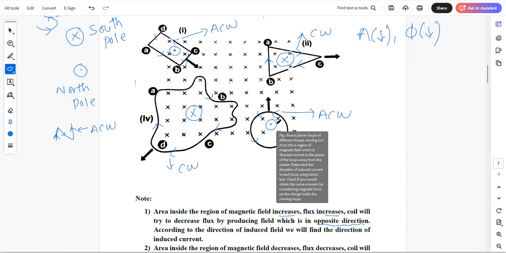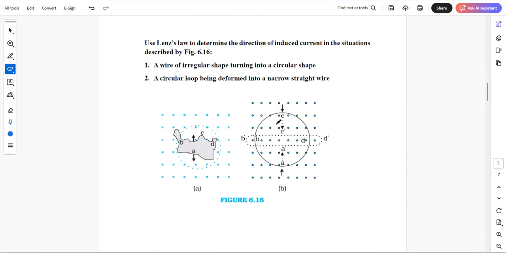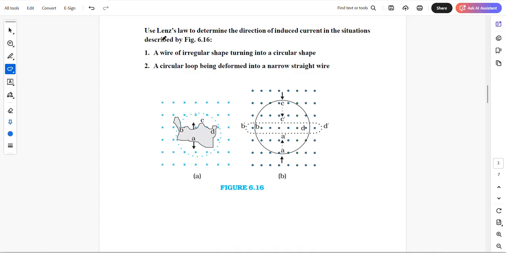Hope you understood this. This is the very first problem. We'll see the second problem. Again, the same type of problem. Use Lenz's law to determine the direction of induced current in the situation described by the figure. This is figure 6.16.